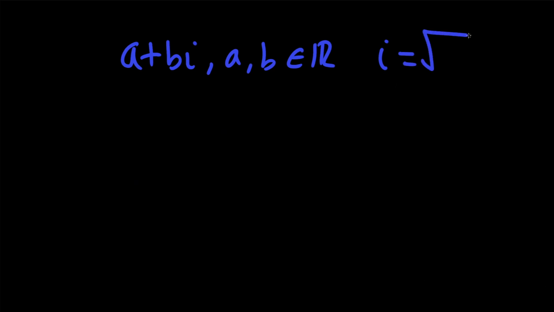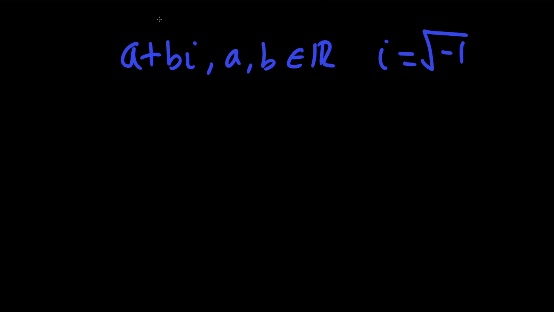Hey everyone, today I want to talk about complex numbers and in particular how we can perform arithmetic operations on complex numbers. So the first question naturally is, what is a complex number? Well, a complex number is a number of the form a plus bi, where a and b are real numbers. And for those of you who may have forgotten, i is defined to be the square root of -1, and i is known as the imaginary unit.